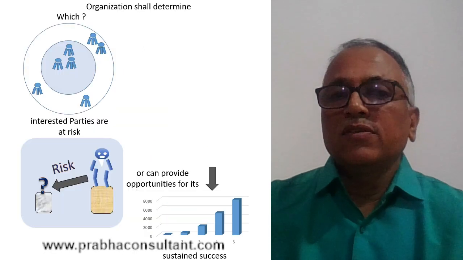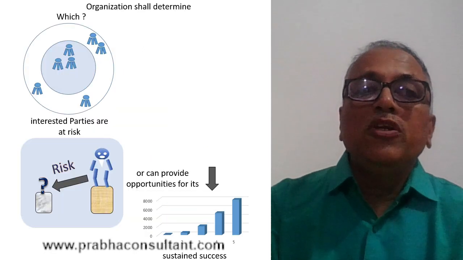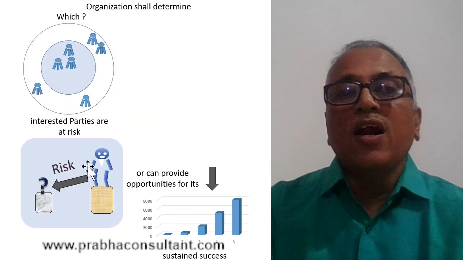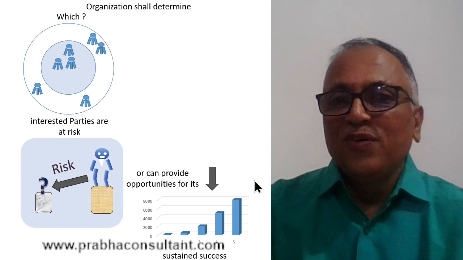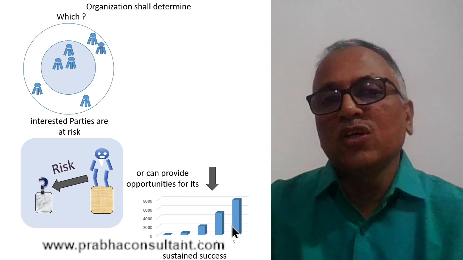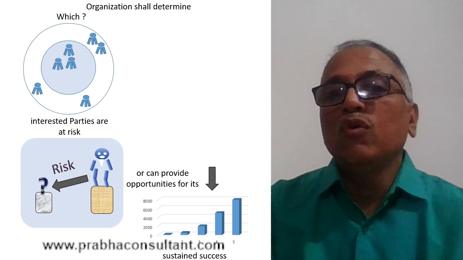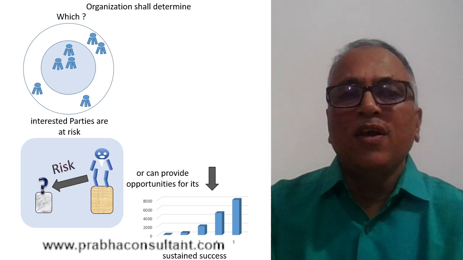Then, friends, next the organization shall determine which interested parties are at risk. We already discussed this. Which is the risk for your sustained growth and success? You have to identify that, determine those interested parties and take necessary action.